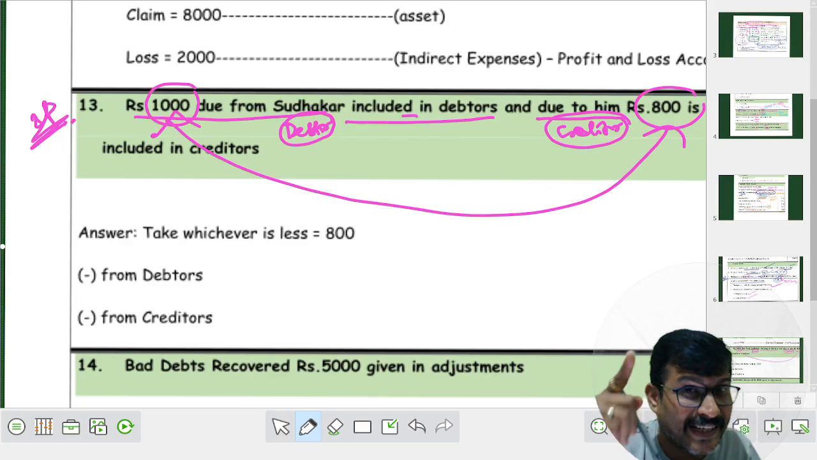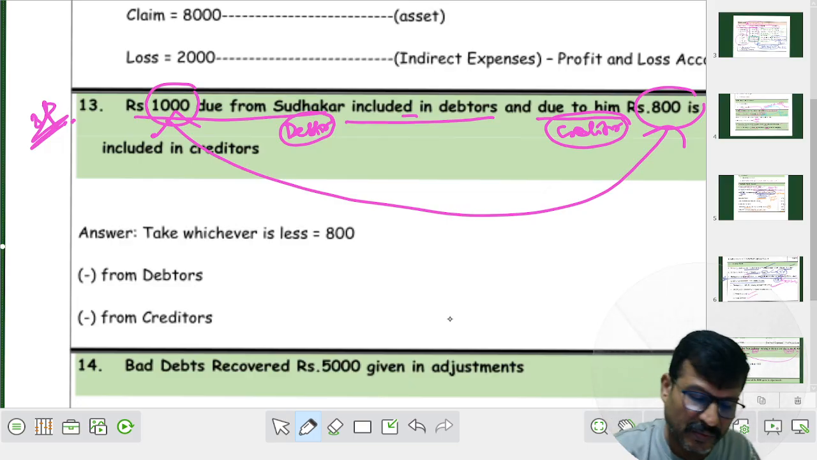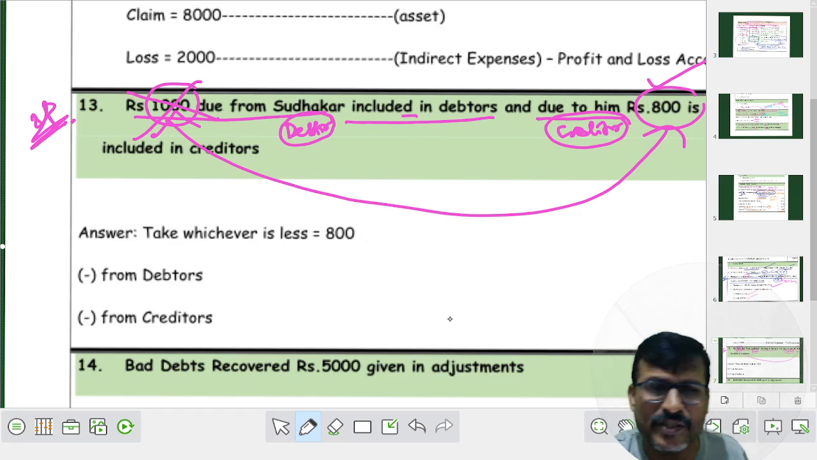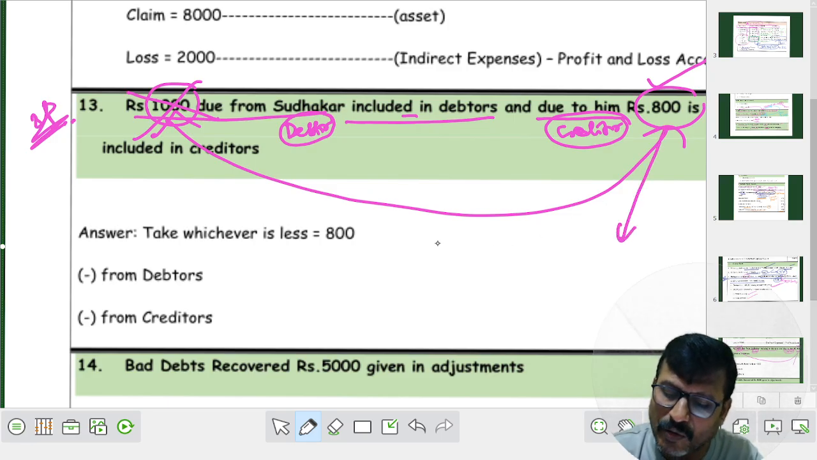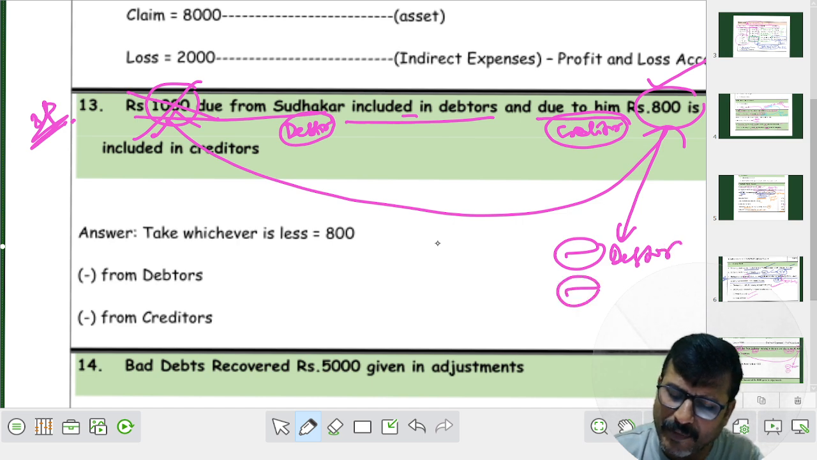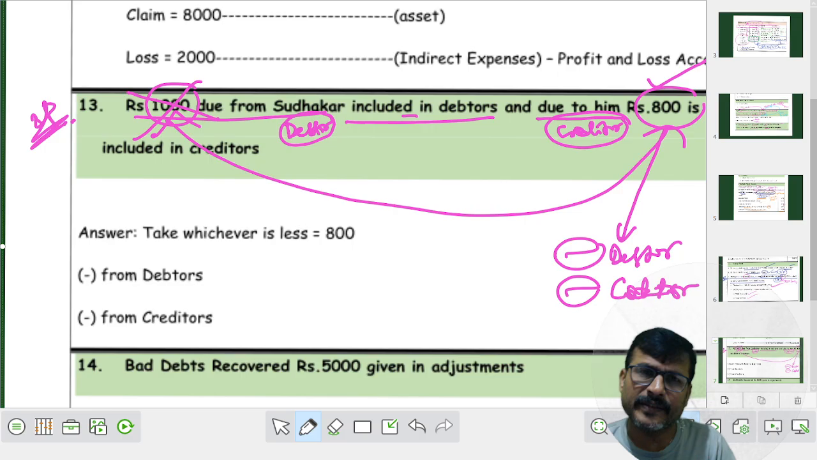Take whichever is less. Which is less among the two? 1000 is big, 800 is small. We have to take whichever is small. This small amount is to be subtracted from Sudhakar as a debtor, and from Sudhakar as a creditor. Are you getting my word?